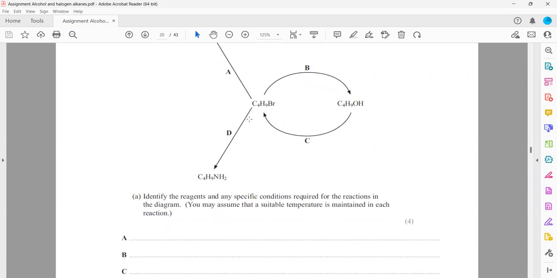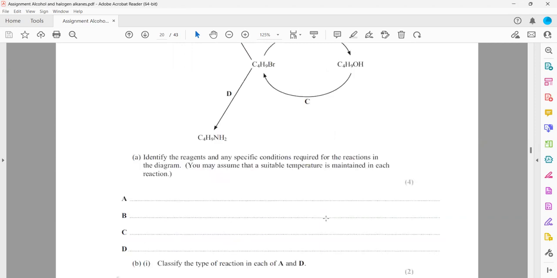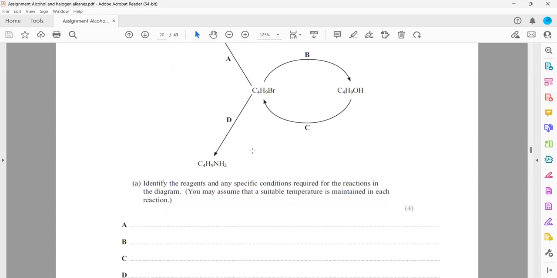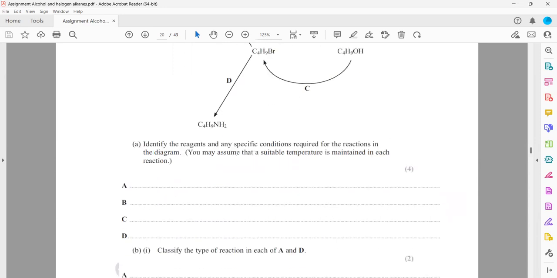For C, if you want to convert alcohol back to halogen alkane, we can use bromine, so we can use PBr3. Then in part D, how does halogen alkane convert into amine? We can react it with ammonia, so it will turn into amine.